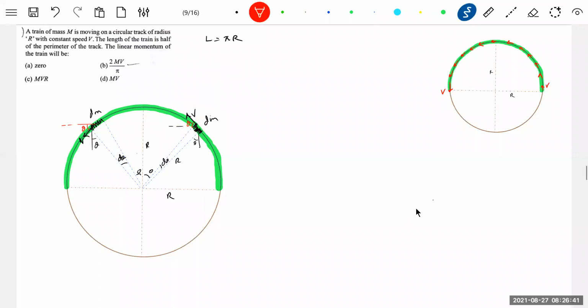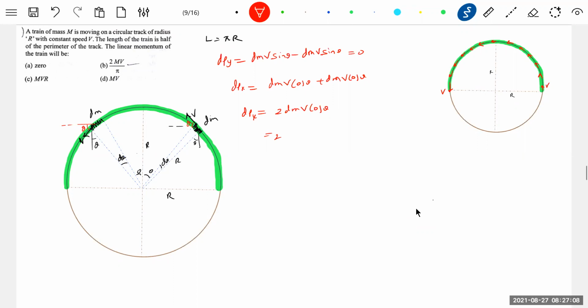So here we'll go for dpy. dpy of the system will be dmv sin theta minus dmv sin theta, so this will be 0. What is the net momentum along x-axis? Along x-axis will be dmv cos theta. Both will get added up.